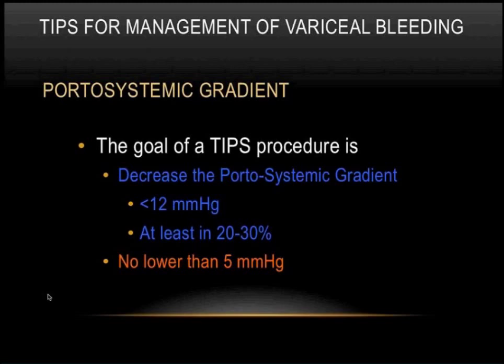Most likely. Of course, it's not 100%. The error is 1%. You don't want to decrease the gradient to less than 5, because if you do, then you don't have flow into the shunt. So the shunt is going to go through by its own, and it's going to have thrombosis of the TIPS. So you don't want to be too crazy about it, or put a big shunt in, thinking that you're going to get it to less than 12.